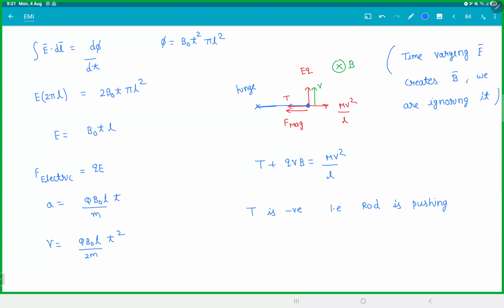Any doubts on the steps? Clear, na, Shashwat? Niharika? Devansh? Clear, na, Niharika? Arush? Adi?